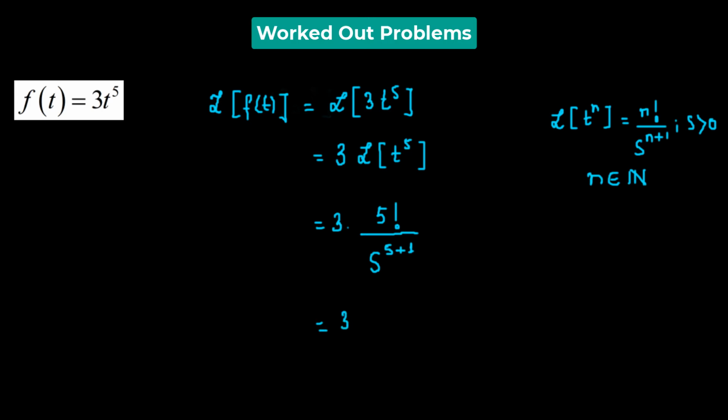So we have 3 times 5 factorial, which is 120, divided by s raised to the power of 6. So 3 times 120 is 360. So we have 360 divided by s raised to the power of 6. So this is the Laplace transform of the function 3 times t raised to the power of 5. Of course, s must be greater than 0. Let's move on to the next question.